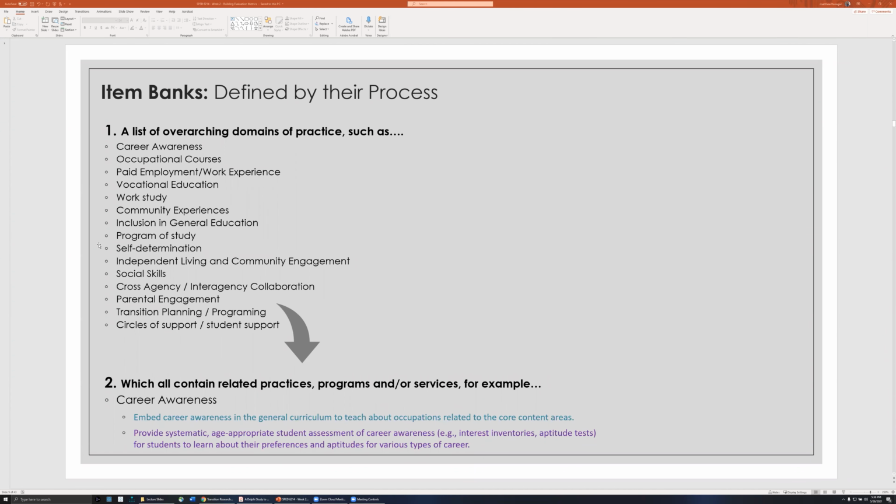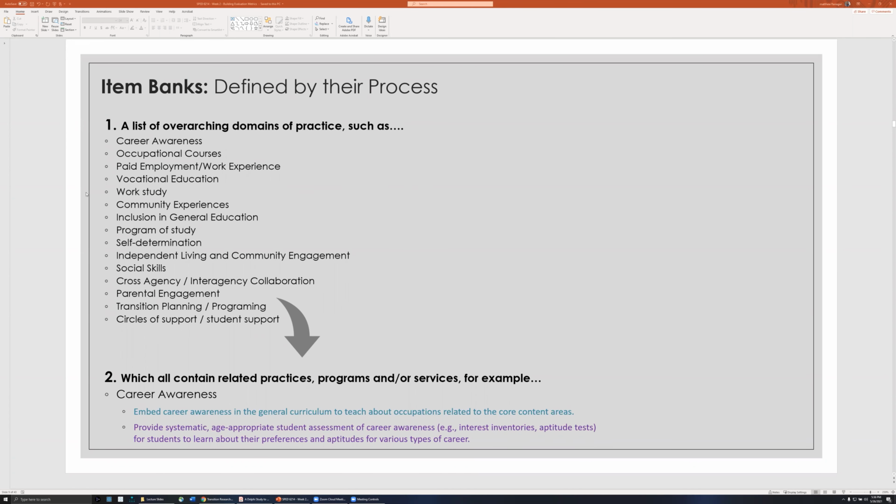So interest inventories, aptitude tests, preference tests, for students to learn about their preferences and aptitudes for various types of careers. We often align those, right, with the 16 career clusters. But so these are 2 examples of career awareness practices. So we're disentangling, we're pulling apart career awareness, this overarching domain, into its subparts here. That's our second step.